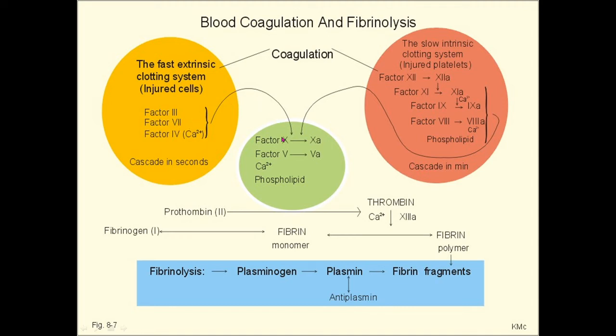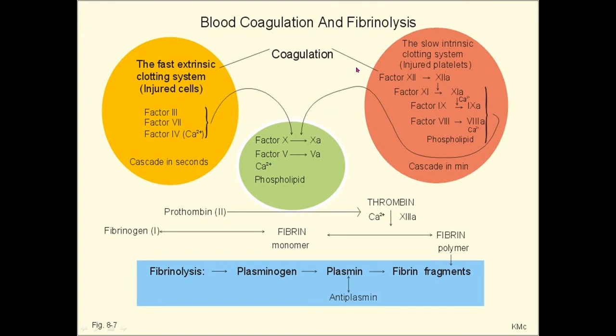it acts on factor 10 and activates factor 10A, and after this factor 5 is activated into 5A, then calcium ion and the phospholipid, that is 10A, 5A, calcium ion and the phospholipid, combine together to form the prothrombin activator molecule.